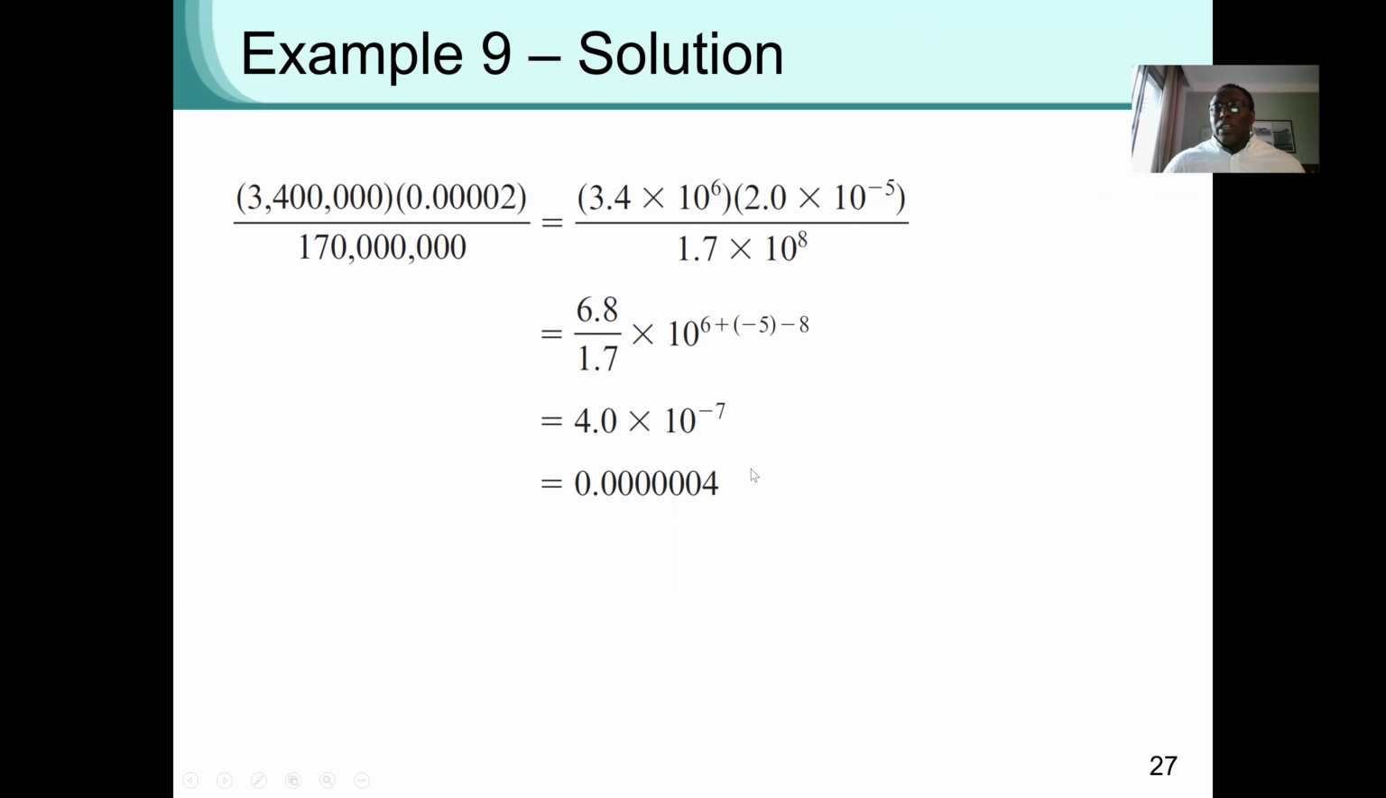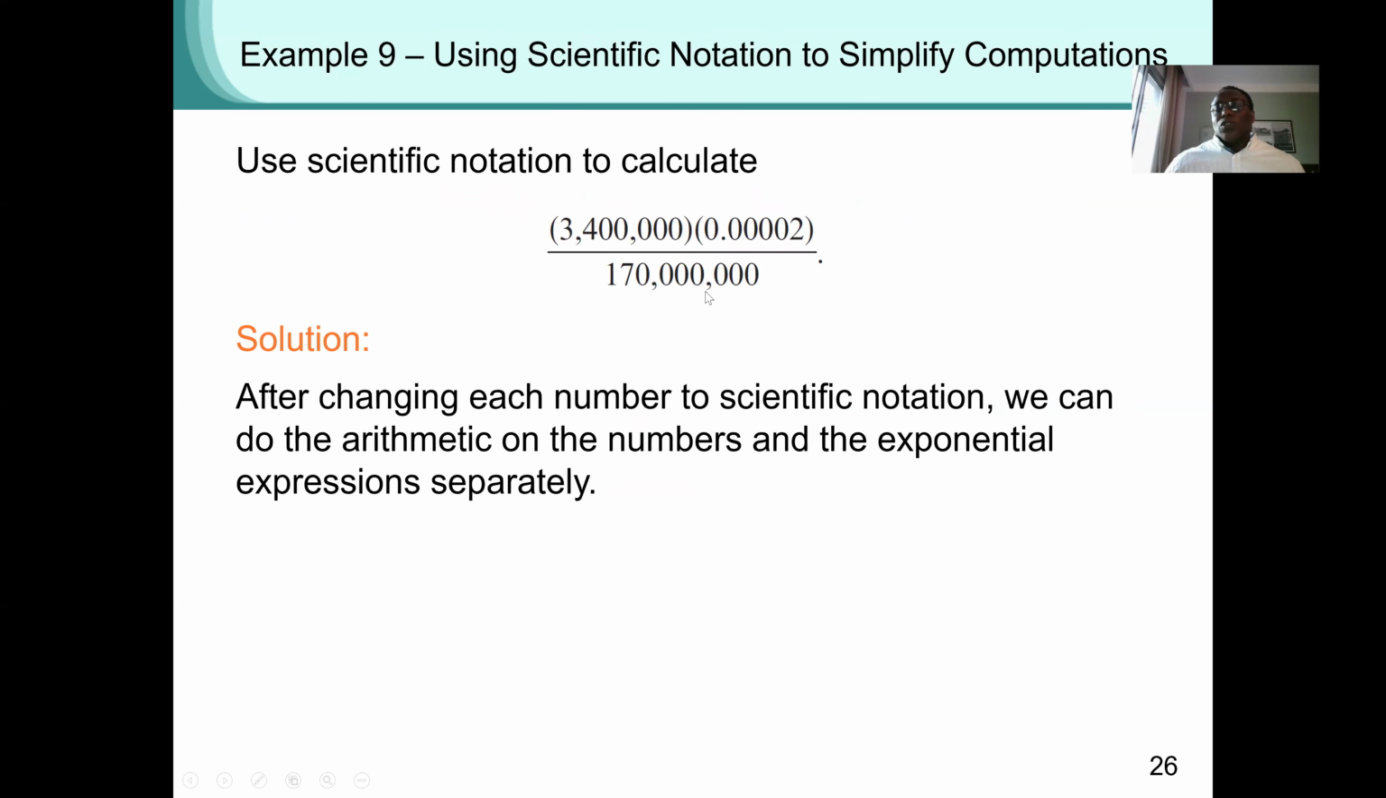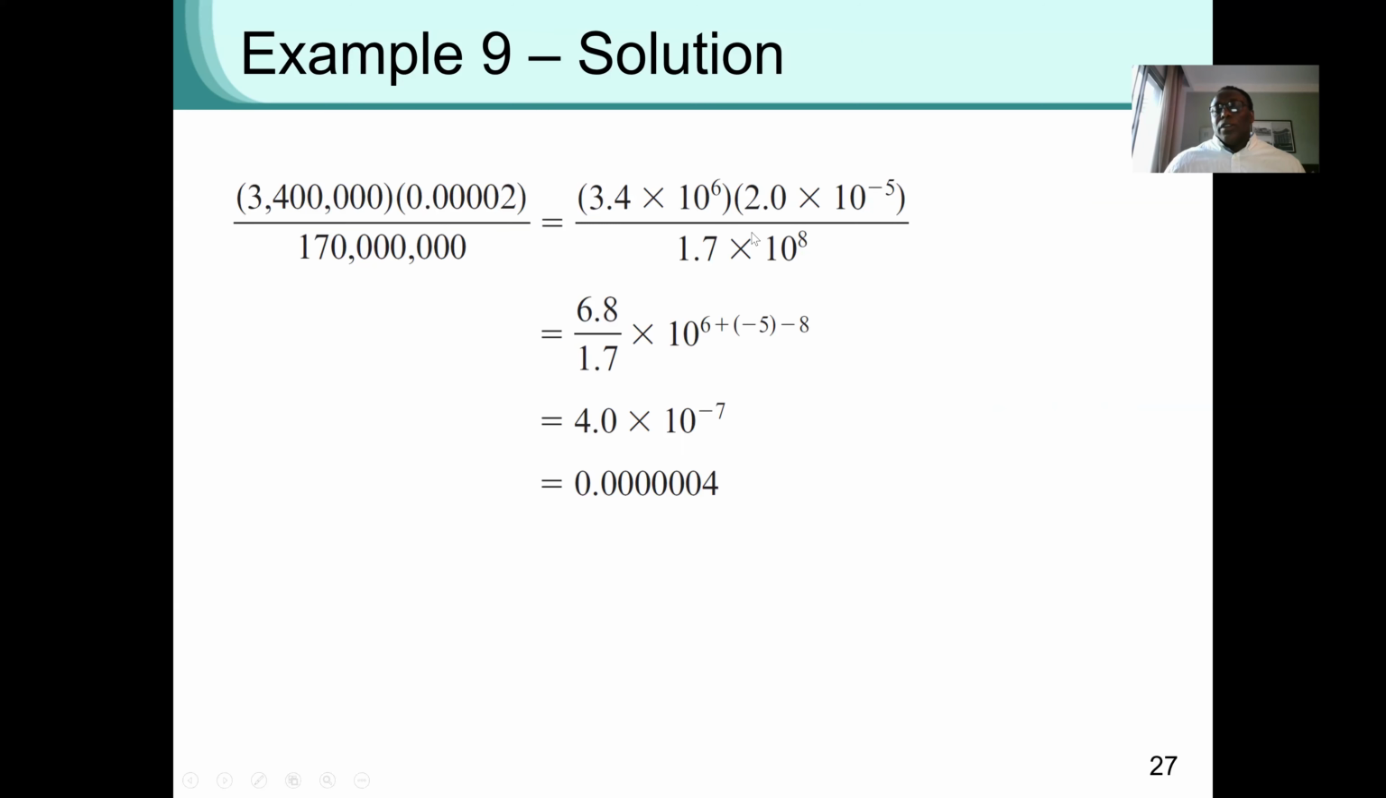Now we can change it to decimal form. We have negative 7, so we have to move 7 decimal places: 1, 2, 3, 4, 5, 6, 7. Again, it's negative 7, so I have to reduce the value. I go to the left, reducing the value. So that will be our conclusion. Solving a problem using scientific notation means all the values we have, we change to scientific notation, then we solve it.